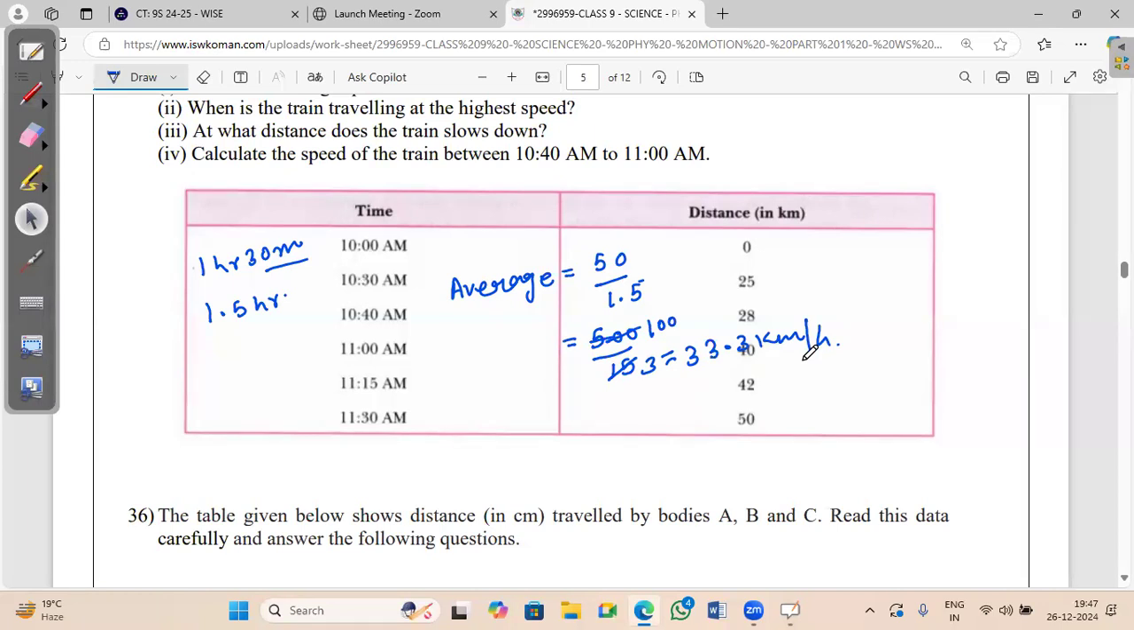Yeah, so now the next question. When is the train traveling at the highest speed? Sir, 11:30 because it's 50. How did you get that? Highest speed, right? Speed is distance by time.